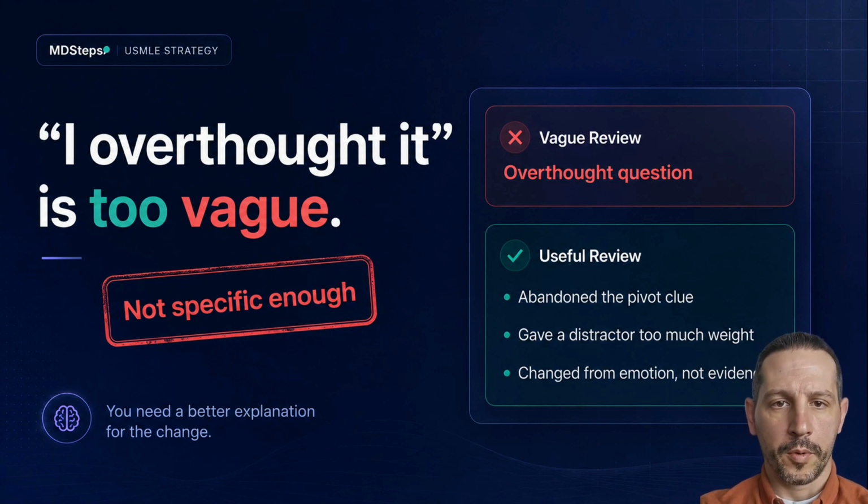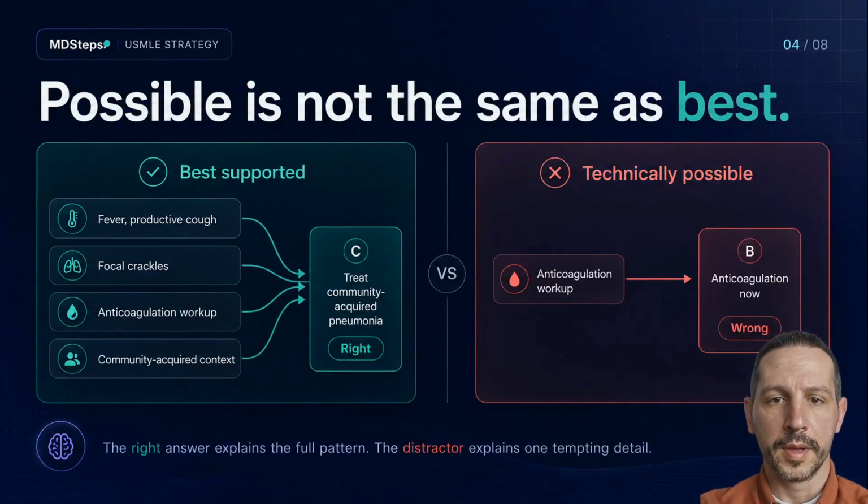Here is a simple example. You read a stem and everything points to pneumonia: fever, cough, focal lung findings, maybe an infiltrate. You choose the pneumonia-related answer. Then you see another option that sounds like pulmonary embolism, and now you start thinking, well, they are short of breath. PE can cause shortness of breath. What if this is a trick? But that is not reasoning. That is possibility hunting. The exam is not asking, can this answer happen? It is asking, which answer is best supported by the full pattern?